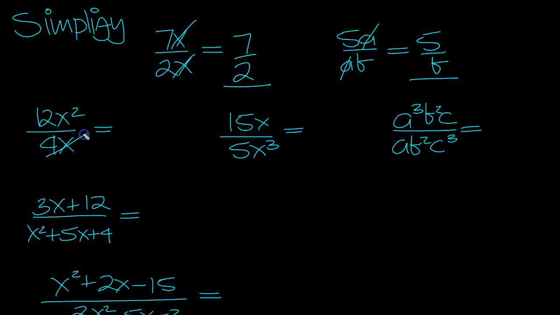Here there's an x common top and bottom, isn't there? Just one of the x's on top. So it leaves 12x over 4. 4 can be cancelled top and bottom to leave a 3 on top, can't it? So we're just left with 3x.